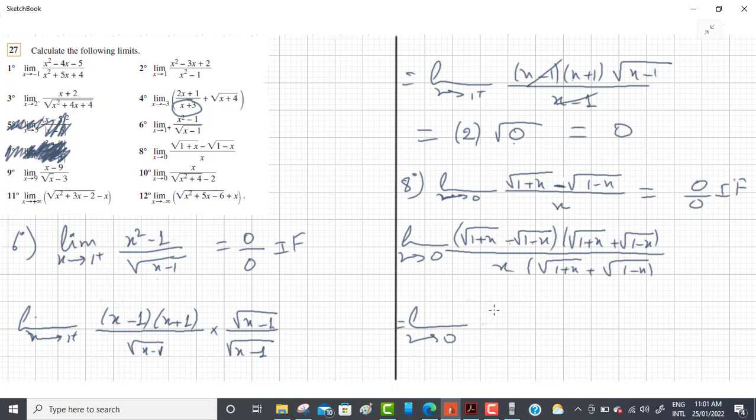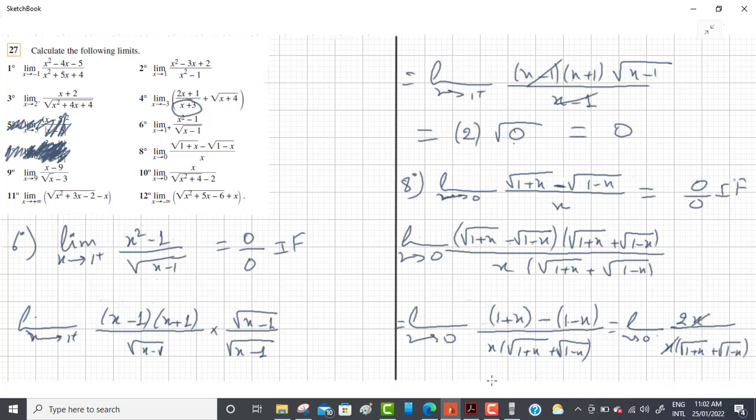So it's a square, which cancels the radical; you will obtain 1 plus x, minus b square, which cancels the radical also, 1 minus x, over x into radical of 1 plus x plus radical of 1 minus x, equals limit as x tends to 0. 1 minus 1 is 0, x minus minus x is 2x, over x into radical of 1 plus x plus radical of 1 minus x. You simplify by x. Now you can substitute: 2 over radical 1 plus radical 1, which is 2 over 2, and the answer is 1.